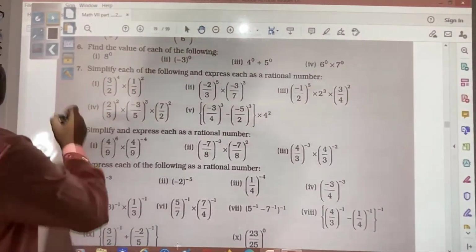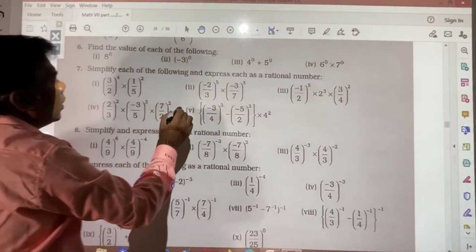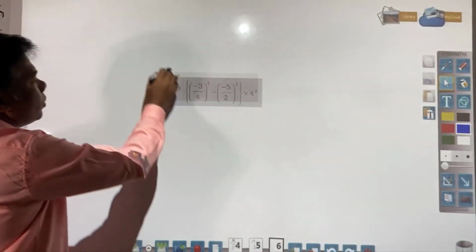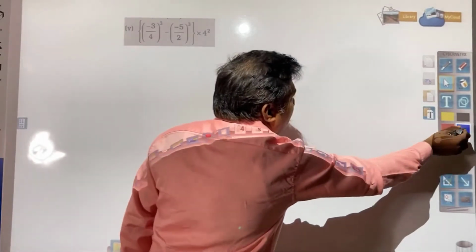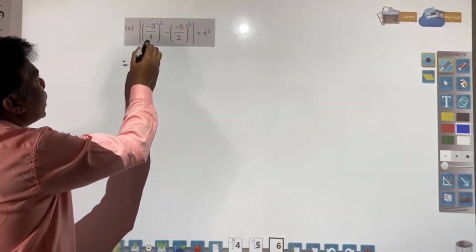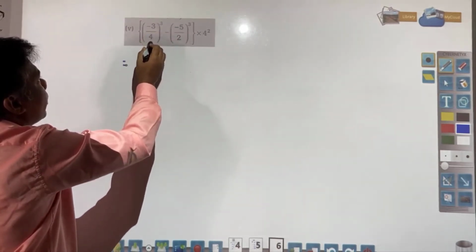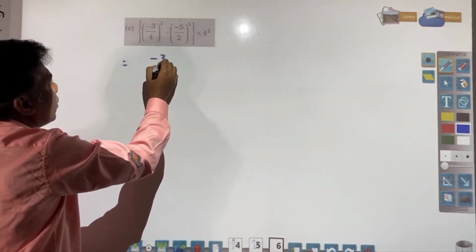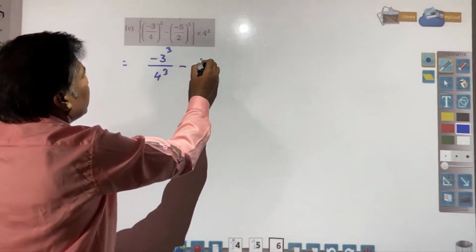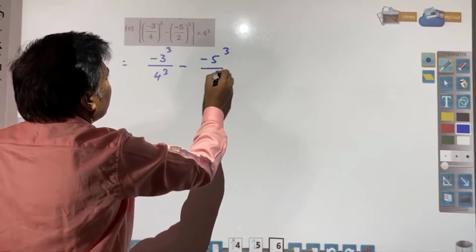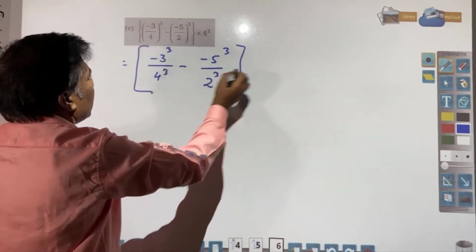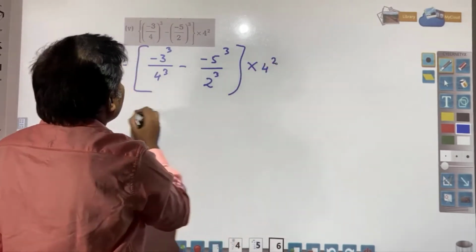Next you see, suppose this question we will take: minus 3 to the power 3 and 4 to the power 3 we will write, minus 5 to the power 3 and 2 to the power 3. This is required to be solved first, and then 4 square here.